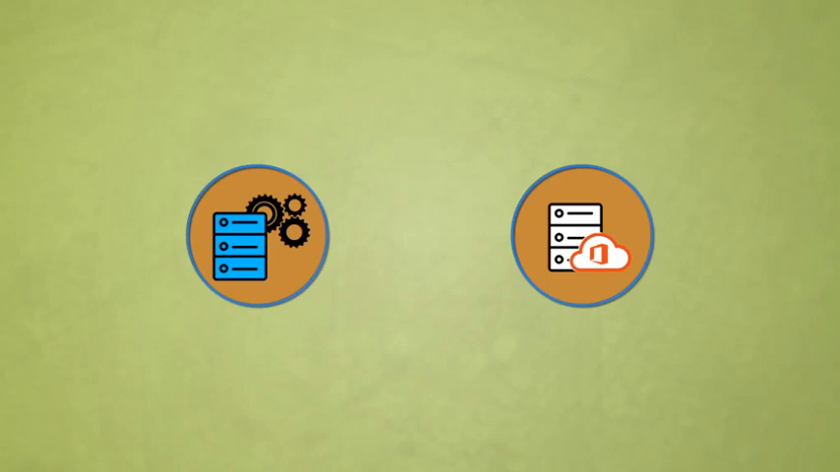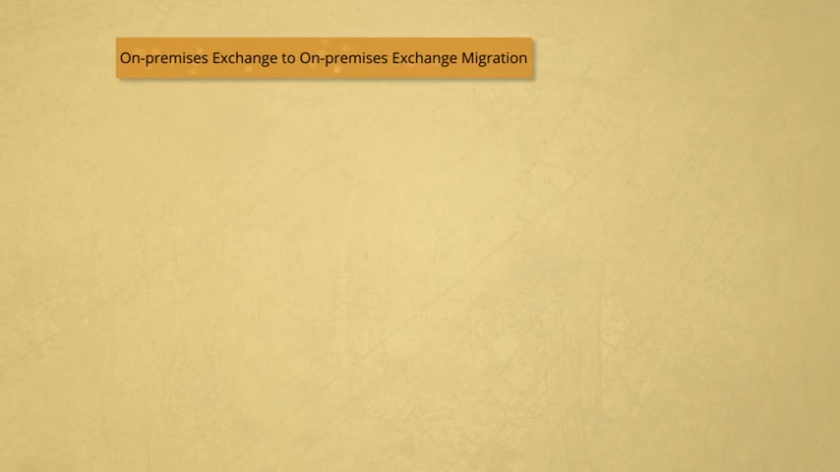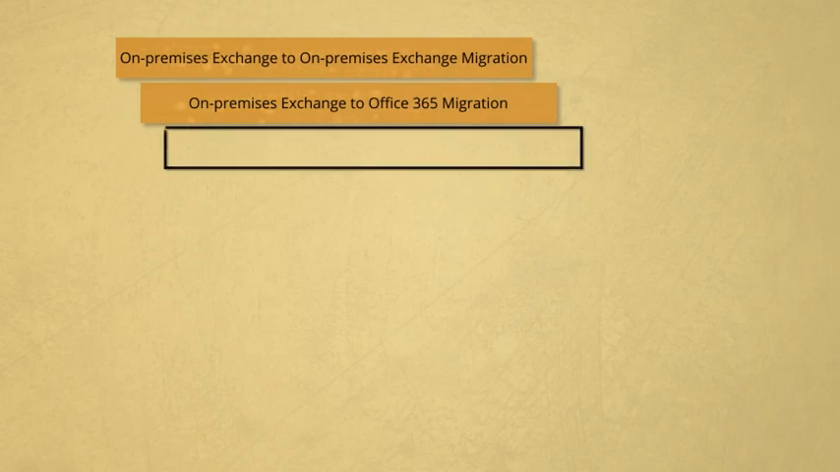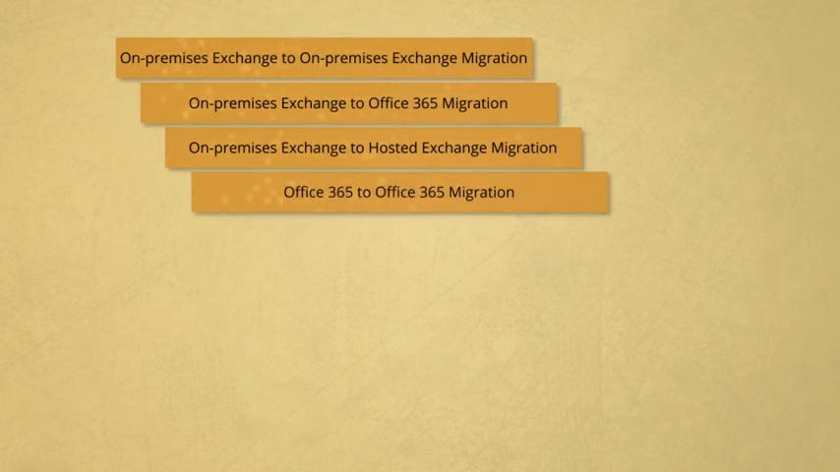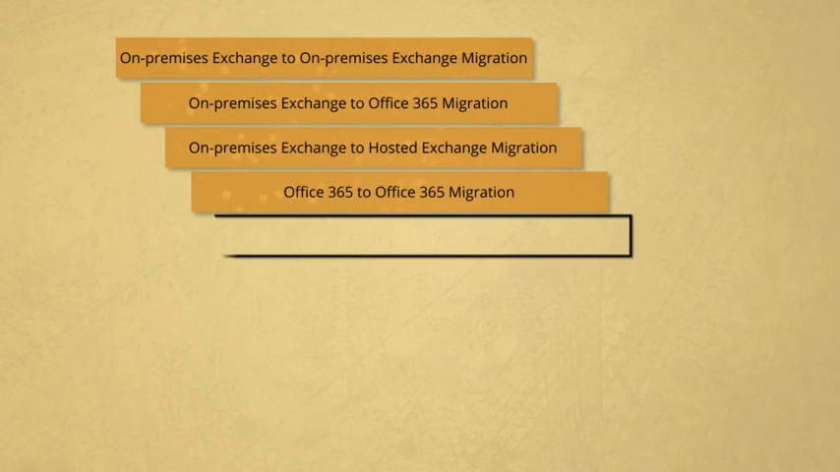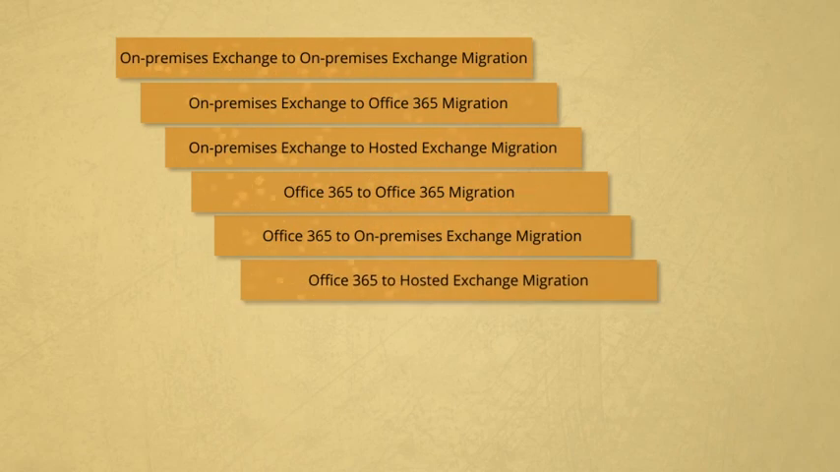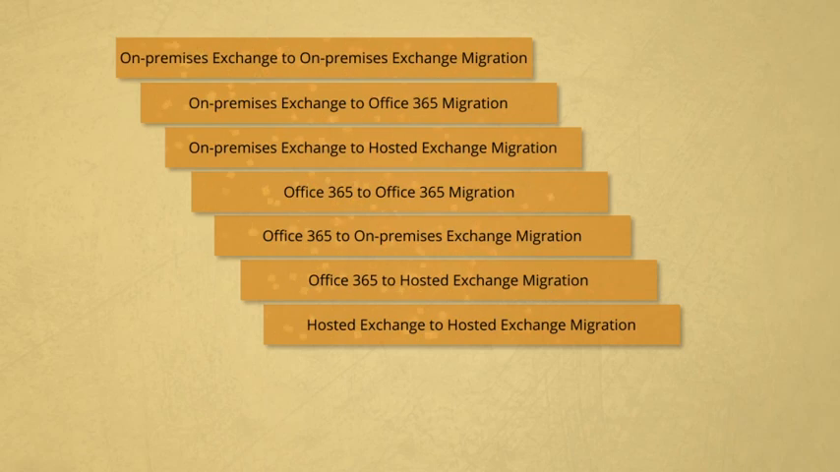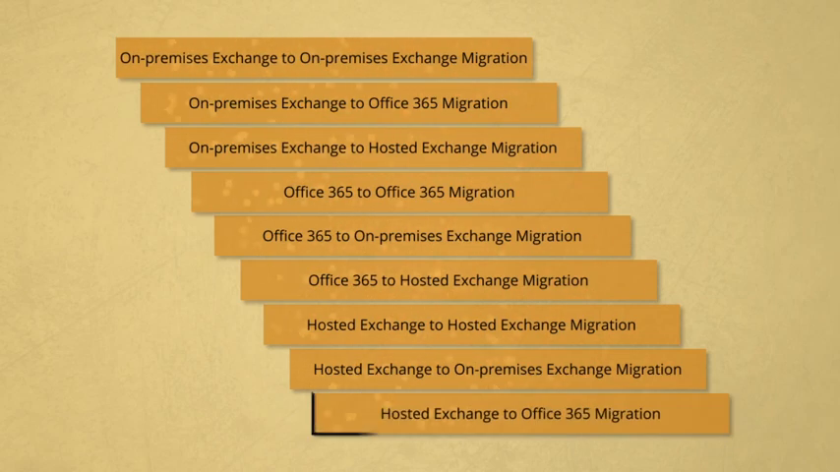The software supports the 9 types of migration scenarios: on-premises Exchange to on-premises Exchange migration, on-premises Exchange to Office 365 migration, on-premises Exchange to hosted Exchange migration, Office 365 to Office 365 migration, Office 365 to on-premises Exchange migration, Office 365 to hosted Exchange migration, hosted Exchange to hosted Exchange migration, hosted Exchange to on-premises Exchange migration, hosted Exchange to Office 365 migration.